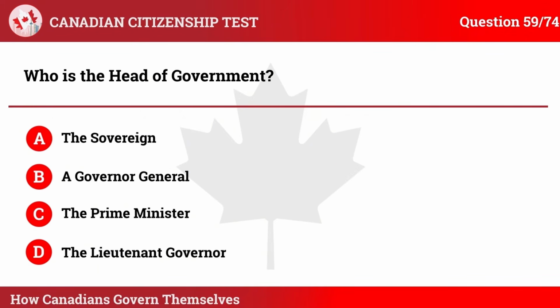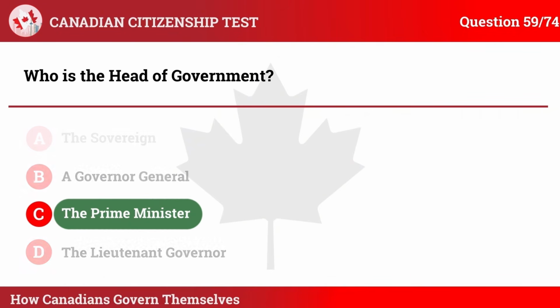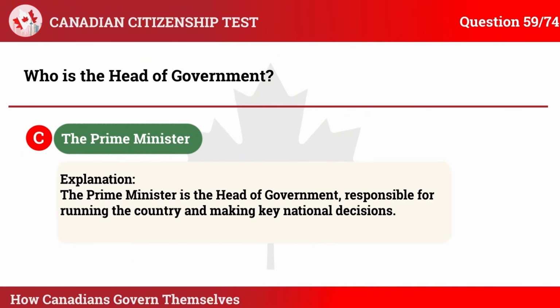The correct answer is C. The Prime Minister. Explanation: The Prime Minister is the head of government, responsible for running the country and making key national decisions.